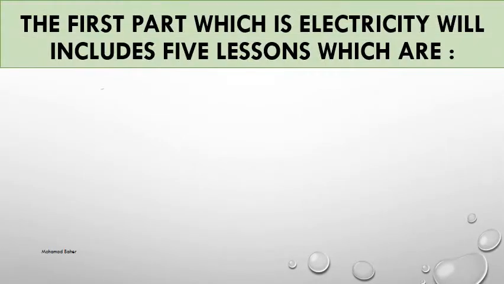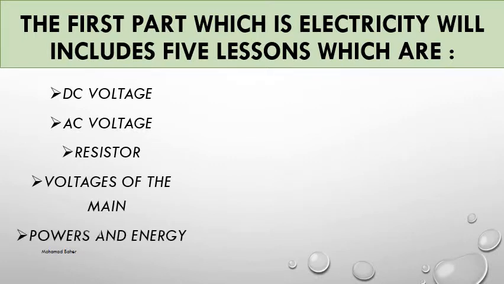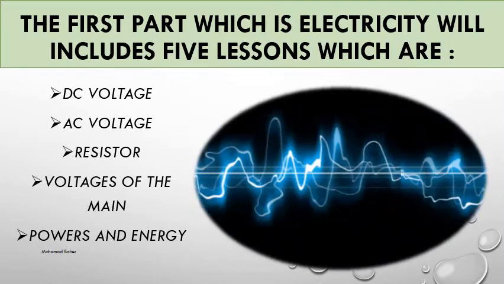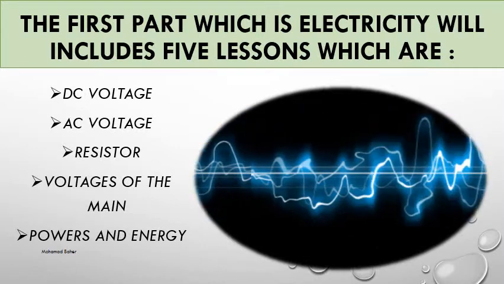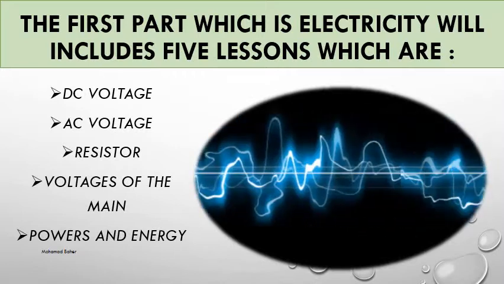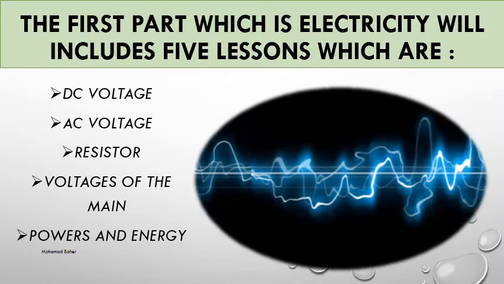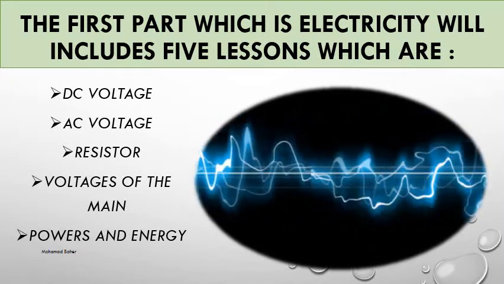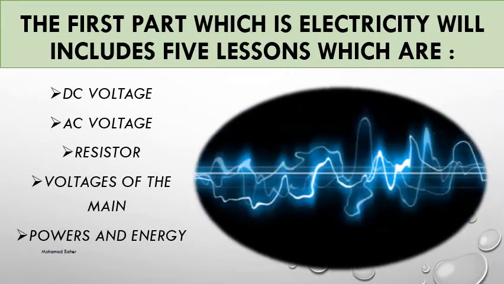Now we will talk about the first unit in our year. The first part, which is electricity, will include 5 lessons, which are DC voltage, and this lesson talks about the direct current voltage and the electric current and how we calculate the voltage across any electric component and also the electric current. The second lesson, which is AC voltage, it means alternating sinusoidal current voltage. It is very simple lesson and talks about the frequency and the period of the voltage and electric current waves and about the effective voltage.